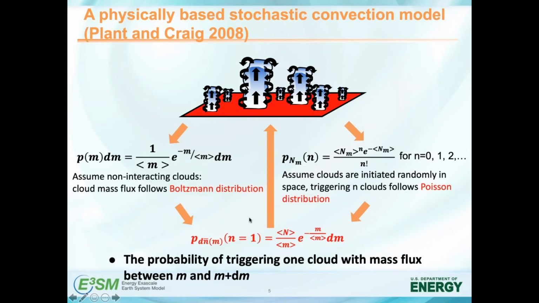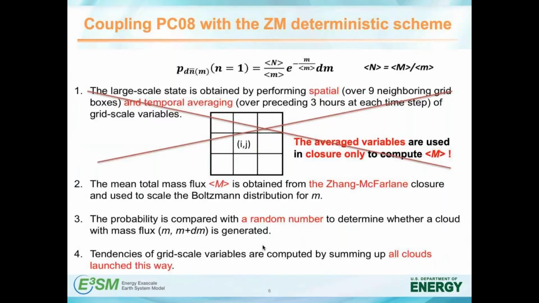If you combine these two, you finally end up with an equation for a mass flux probability distribution for a single cloud. Here we choose a single cloud because the probability of having more than one cloud is a higher order term and can be ignored. So basically, with these two equations, eventually we have this equation, and this equation determines a mass flux for triggering a cloud.